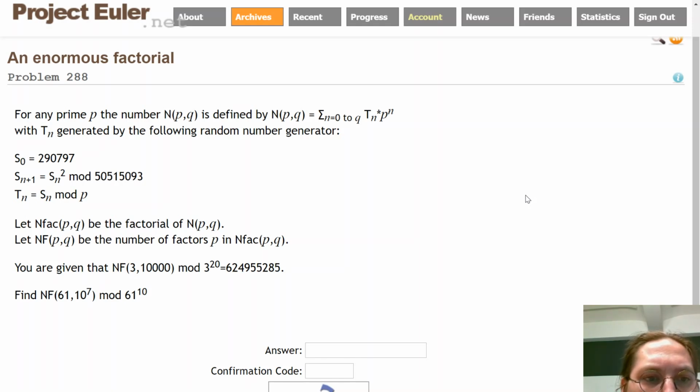Oh, so we're doing the sum with squares, each time taking the square, and then mod 50550. Oh wait, we're supposed to do 61. We're supposed to do 10 to the 7. Now you see the random number generator. You need to have that first. Each time taking the square, and then mod that, which probably is also a prime.